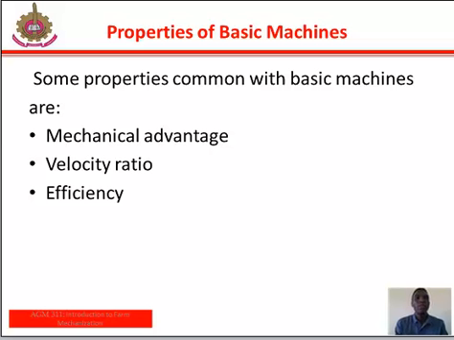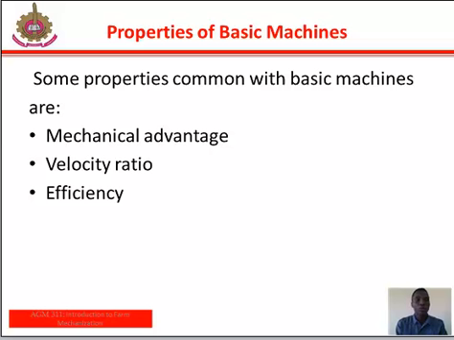Properties of basic machines. Some properties common to basic machines are mechanical advantage. The mechanical advantage of a machine is the ratio of the force delivered by the machine to the force applied. The force delivered by the machine is the load, while the force which operates the machine is called the applied force. We also have the velocity ratio of a machine, which is the ratio of the distance moved by the effort to the distance moved by the load.